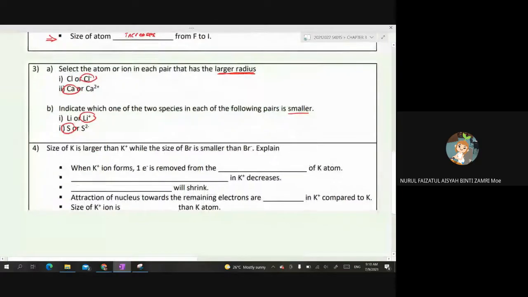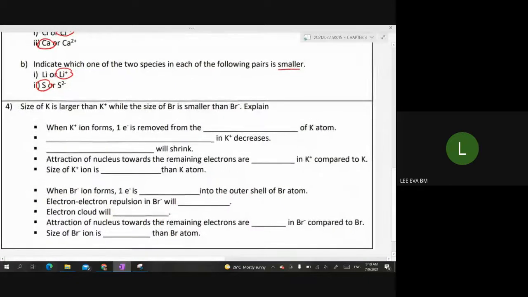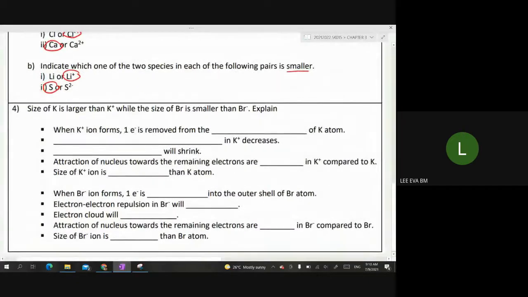Okay. And the last question we have over here. Size of potassium is larger than K positive, while size of Br is smaller than Br minus. Explain. So explanation Madam pun sudah bagi. Boleh ke isi sendiri? Boleh.